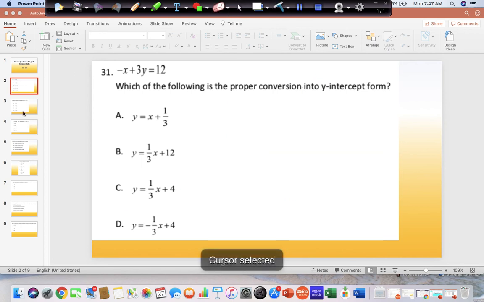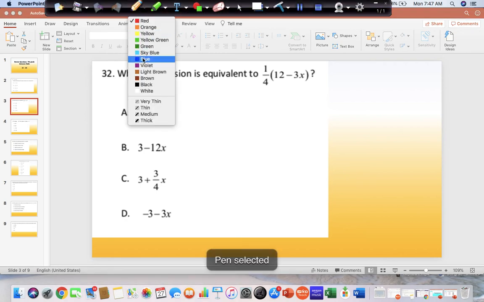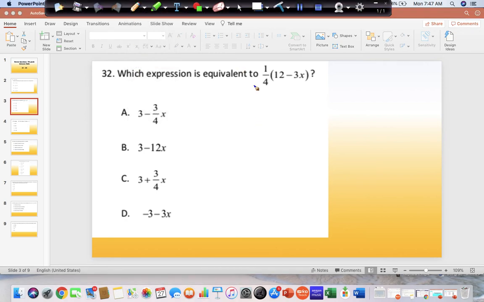Okay, let's move on. Which expression is equivalent to 1/4 times 12 minus 3x? Well, when we multiply something times 1/4, it's the same as dividing by 4.